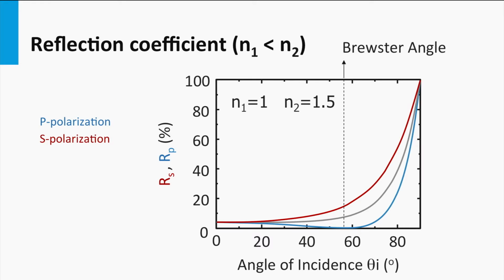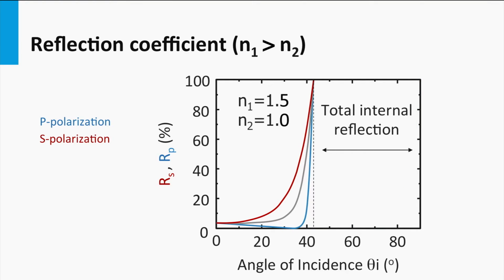equal for both polarizations. In this graph, you see the relation between the reflection coefficient for s and p polarized light when medium 1 has a refractive index of 1, which is equal to air, and medium 2 has a refractive index of 1.5, like glass. What we can see is that the p-polarized light has an angle at which the reflection is equal to 0. This angle is called the Brewster angle. The gray line is the average, which represents randomly polarized light.